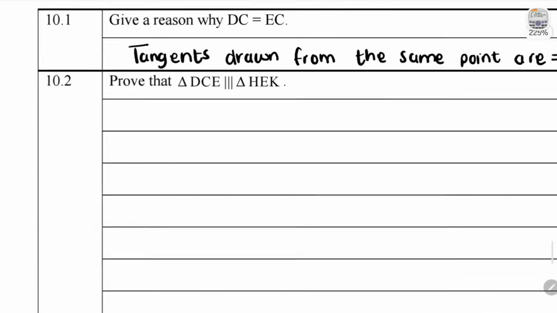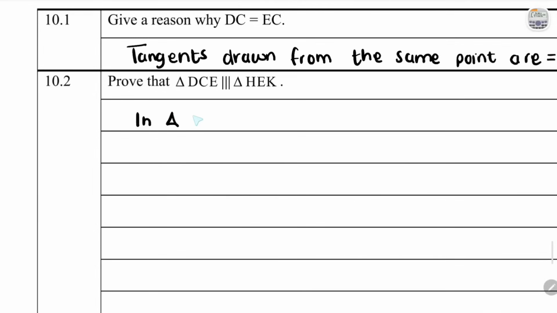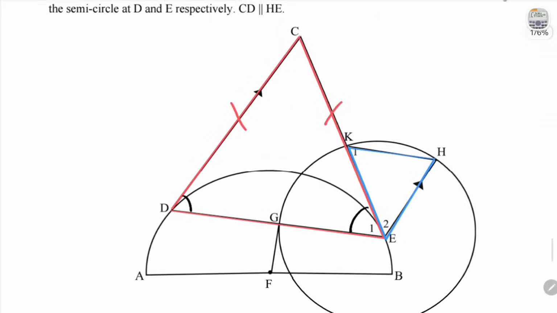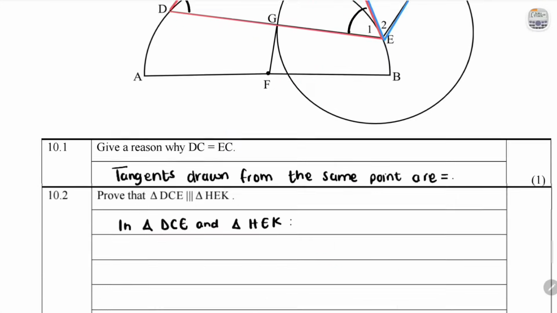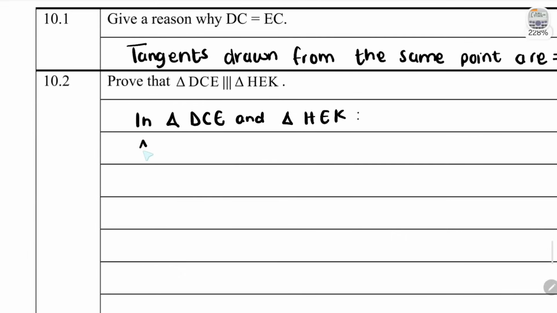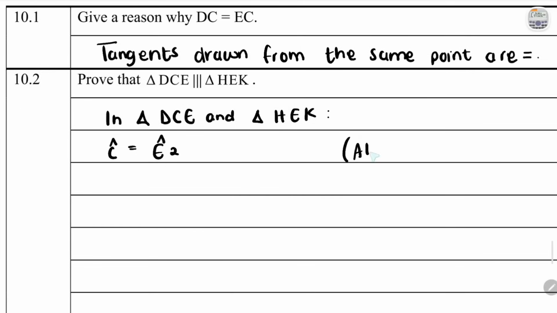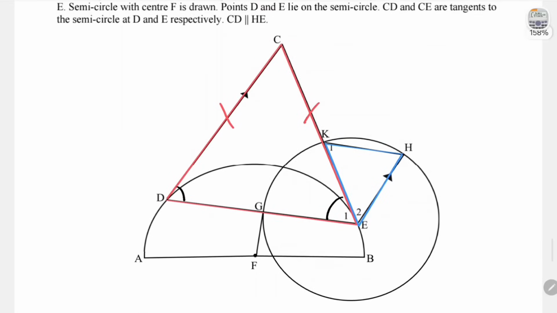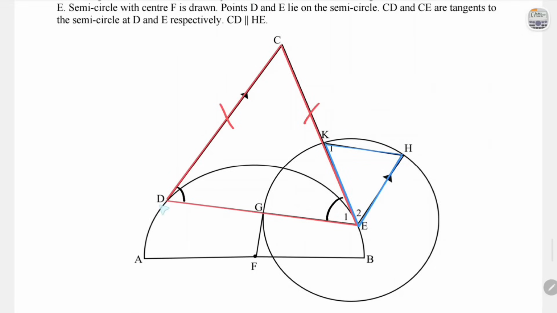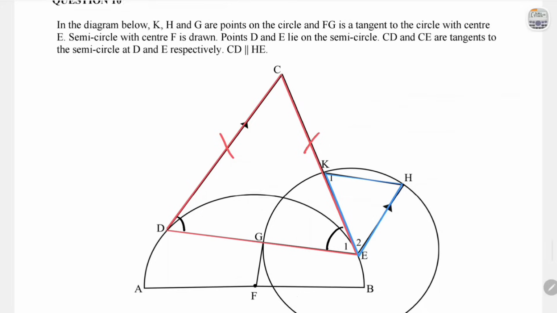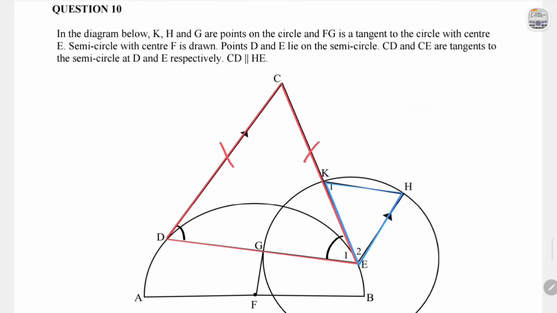Okay, let's introduce our triangles. So we're just going to say in triangle DCE and triangle HEK. And here's what we are listing about them. So we know that angle C is equal to angle E2 because of alternate angles. So angle C equals angle E2 because we had alt angles. And here you just have to state the lines that were parallel that helped to find these alternate angles. So that is CD was parallel to EH. You can say it the same way they did.